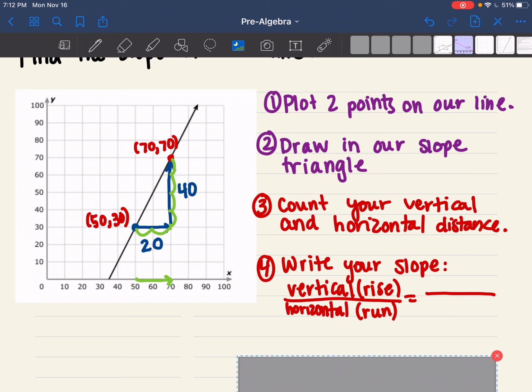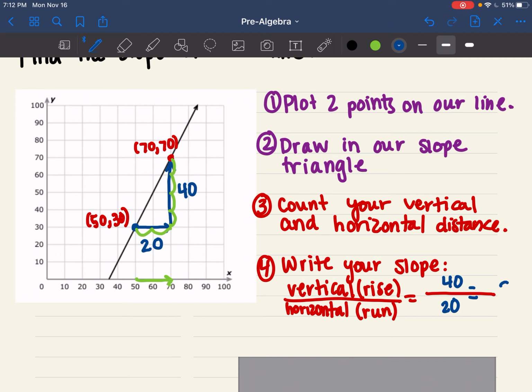So the next thing that we do is we write our slope. Remember, our slope is our vertical, our rise, divided by our horizontal, our run. My vertical rise was 40. My horizontal, my run was 20. I can leave my slope like that, or I can simplify. If I simplify 40 divided by 20, I get a slope of 2.